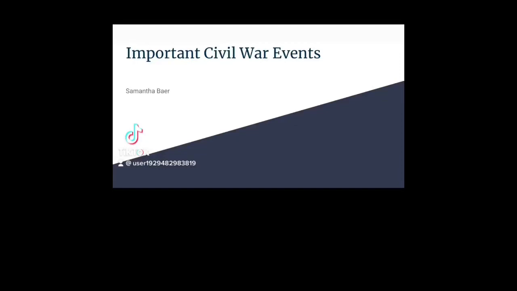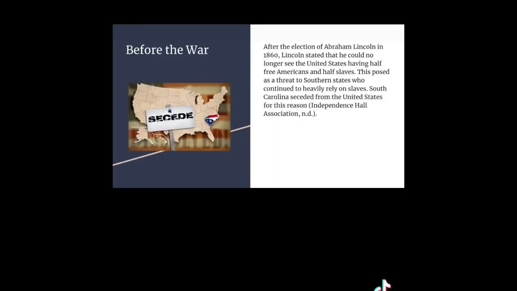Important Civil War events. After the election of Abraham Lincoln in 1860, Lincoln stated that he could no longer see the United States having half free Americans and half slaves. This posed a threat to Southern states who continued to heavily rely on slaves. South Carolina seceded from the United States for this reason exactly.